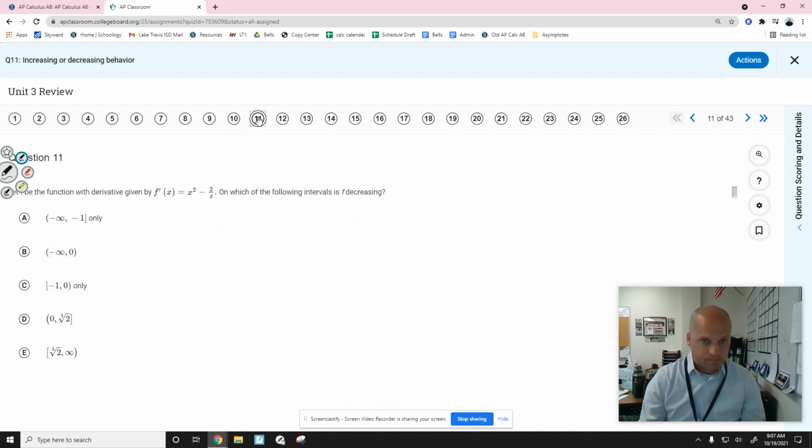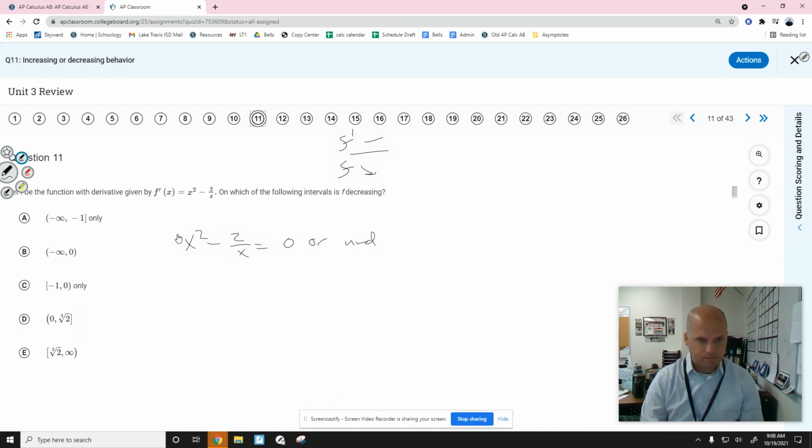Let's go to 11. When is f decreasing? Okay, so now I'm looking for when f is going down. That's when f prime is negative. So sign analysis of our derivative is going to help this. I already have f prime. Make sure you know what you have. Pay attention. So I need to take this, see when this is 0 or undefined.